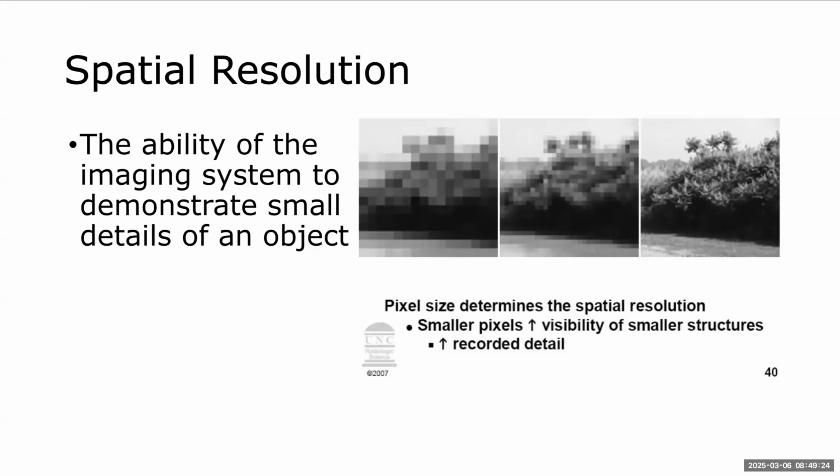So, spatial resolution is the ability of the imaging system to demonstrate small details of an object. You might also hear it called the ability of the system to see the structural edges or lines in the image. And so we know that pixel size is a determining factor of spatial resolution.